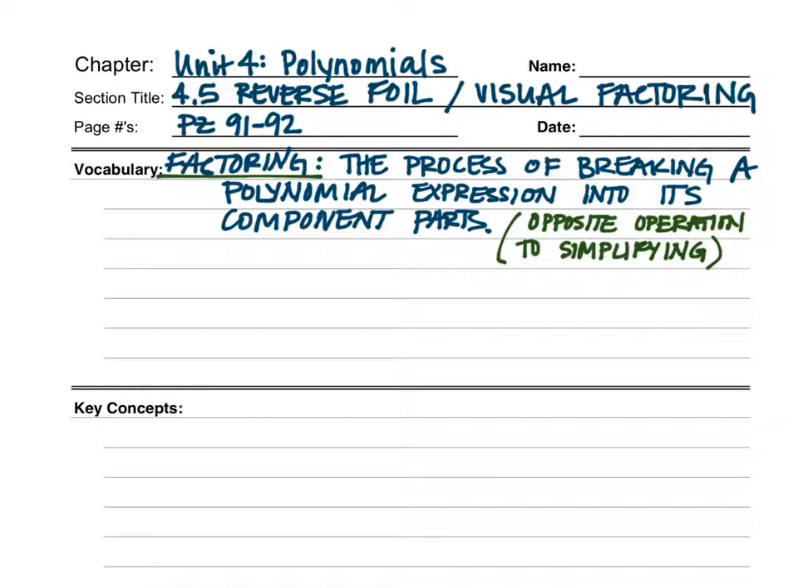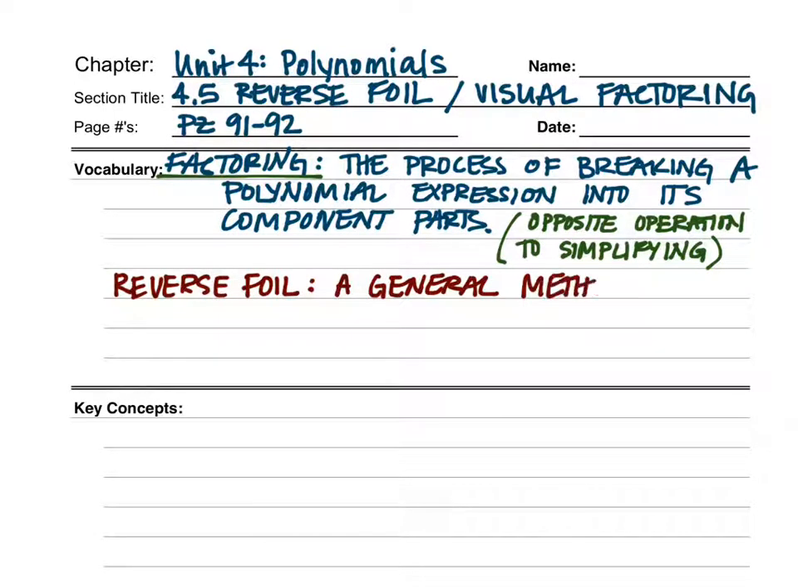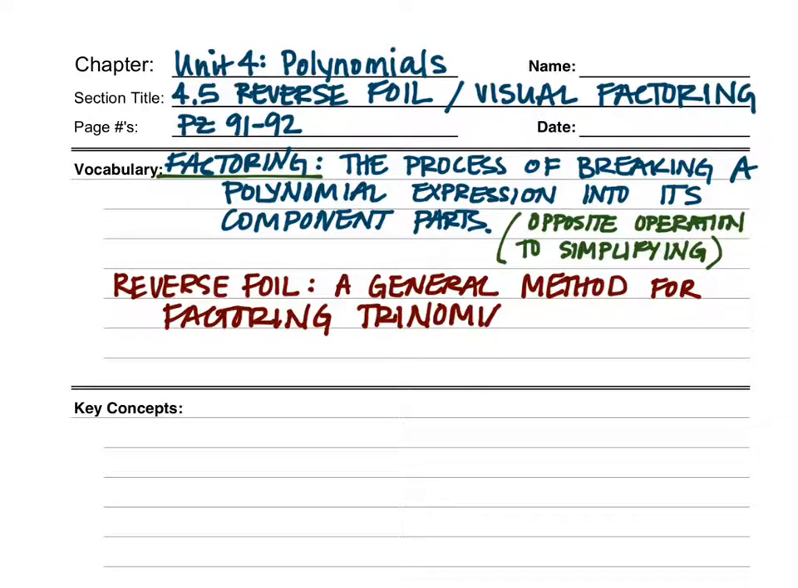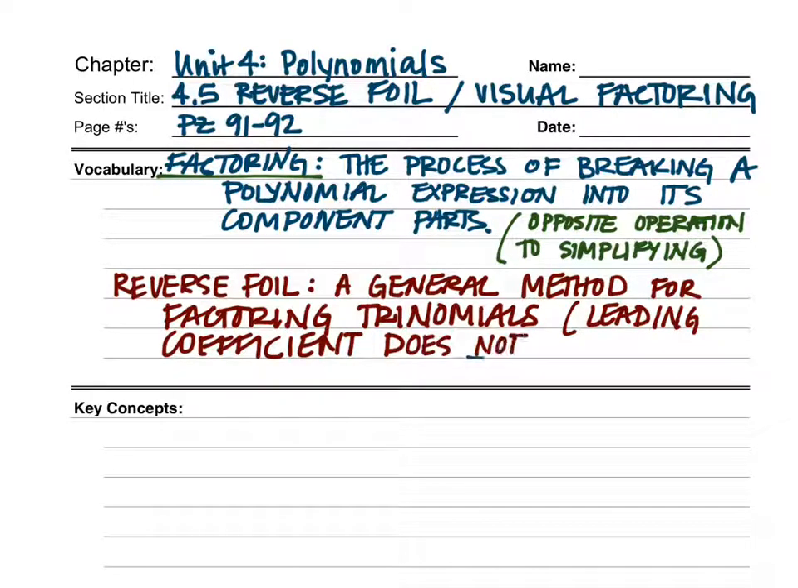So now we're talking about reverse FOIL. This is the general method for factoring. It works with trinomials best, and it's where the leading coefficient does not necessarily have to equal 1. So reverse FOIL can be used for any trinomial. The leading coefficient we've talked about with third term factoring must be 1. But here with reverse FOIL, we can have other numbers besides 1.